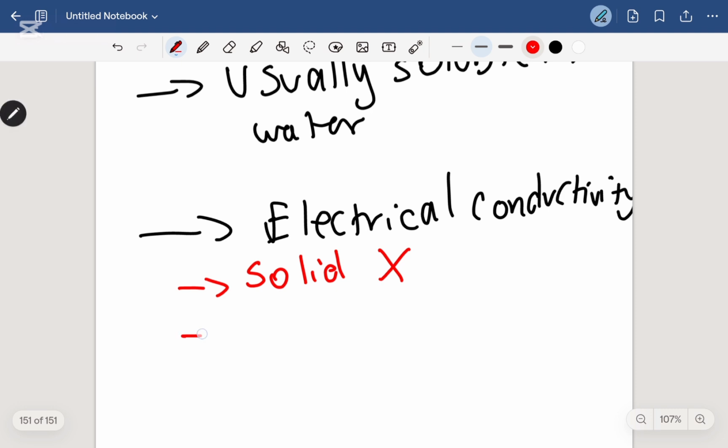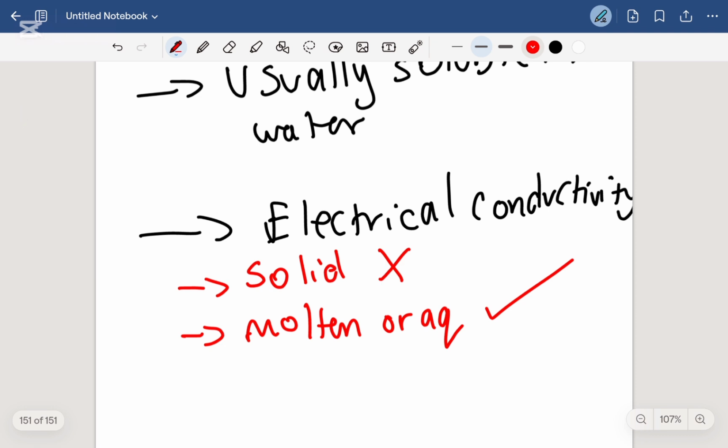This is very simple. Then we have that when it is molten or aqueous, it does conduct electricity, very simply because when it's molten or aqueous, the ions separate, they are free to move, and they will carry the electric current, so then they conduct electricity.